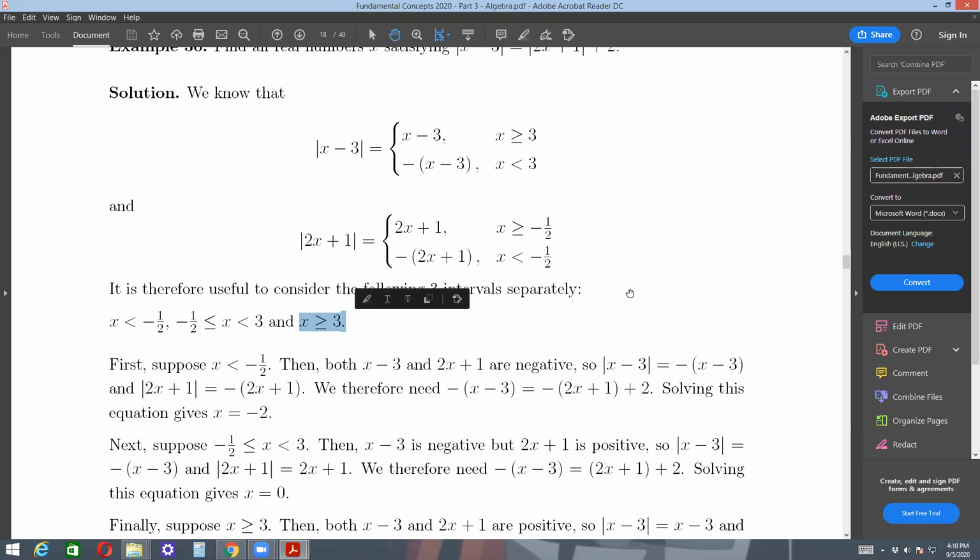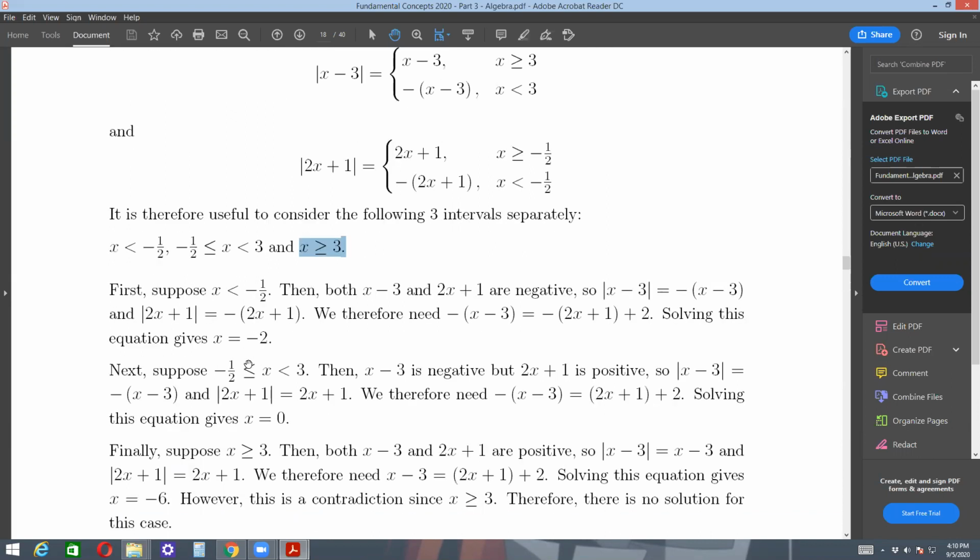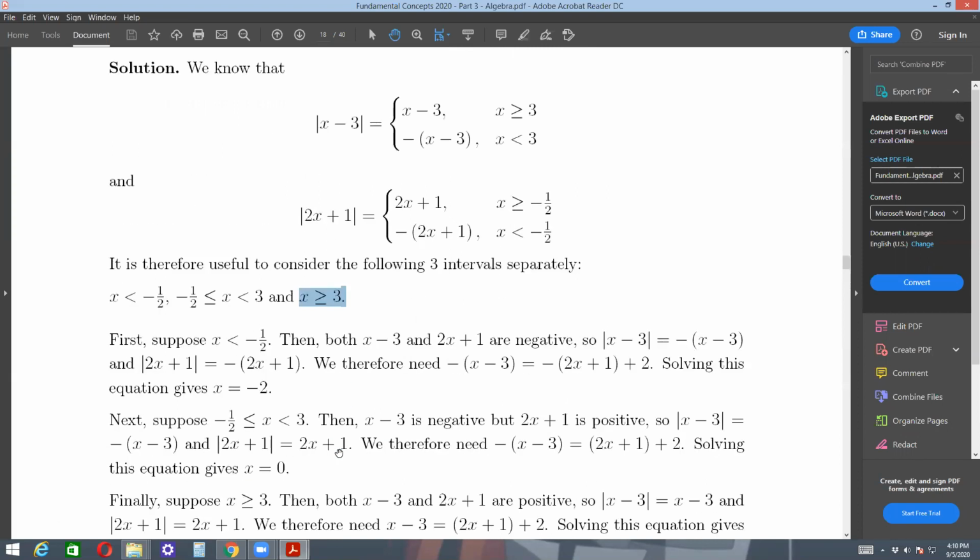Right. Another way you could do it is just keep these as strict signs and then consider what happens at the points separately. So that would be 2 other cases to consider. But based on these, the question itself here, you can do it like this.